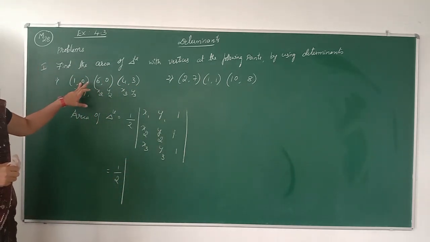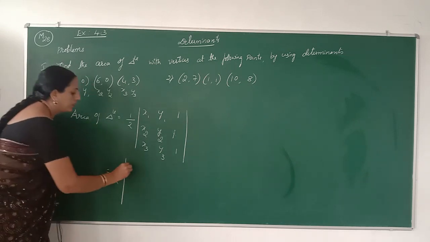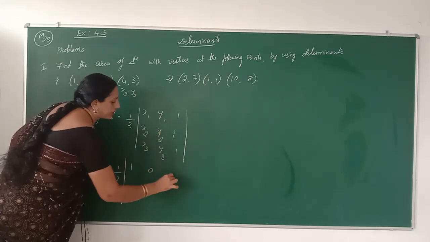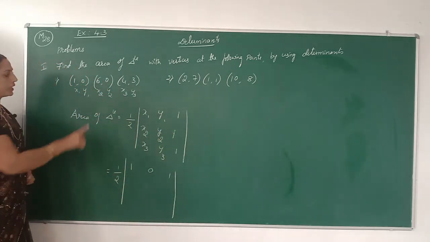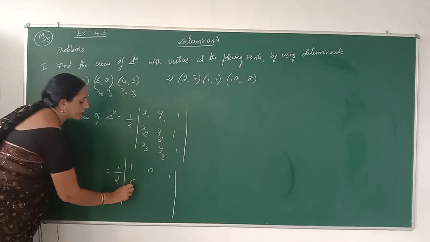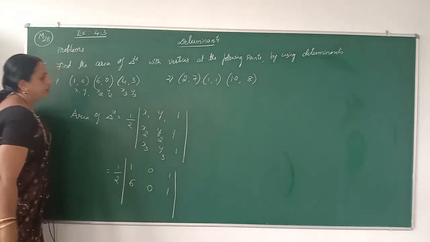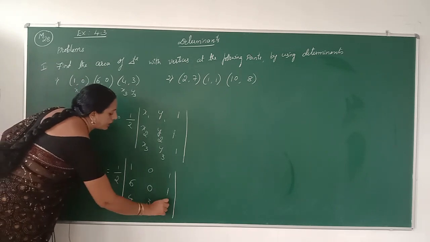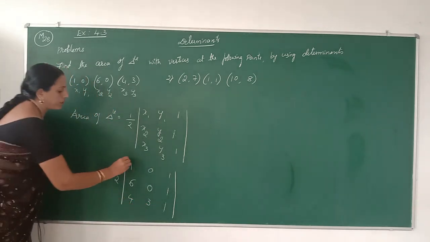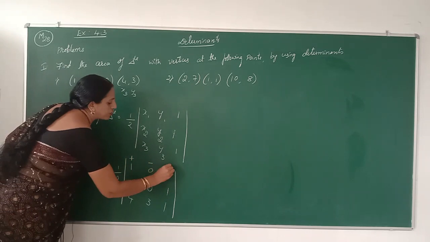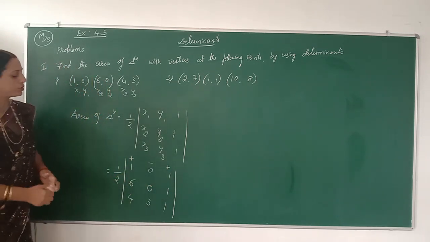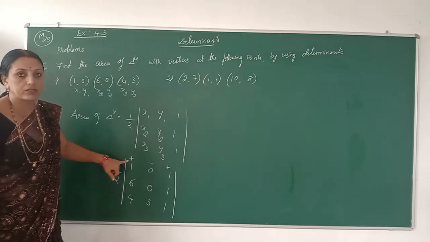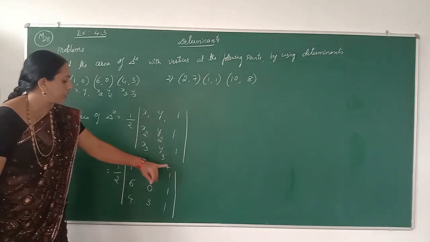So after this we will substitute. The first point is (x1, y1), that is x1 is 1, y1 is 0 and the last element is 1. Similarly x2, y2, 1 is 6, 0, 1, and the third row x3, y3, 1 is 4, 3, 1. Now we simplify by using the expansion form. We choose the elements of the first row, multiplied with their alternating signs plus, minus, plus.